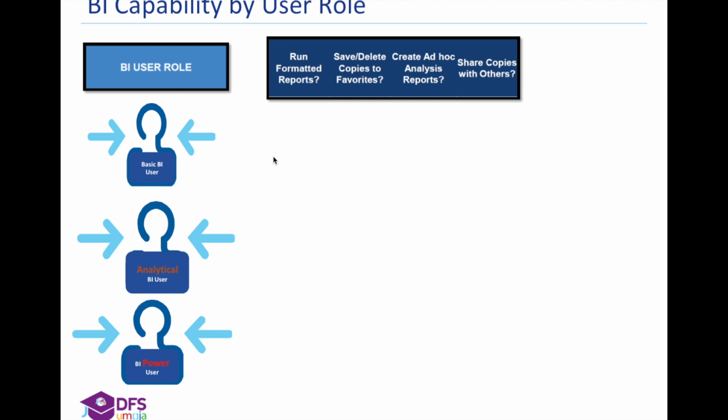So first, the basic BI user. Can a basic BI user run formatted reports? That means, for example, viewing a web intelligence report. Well, yes. As you see, it says formatted reports, which is also a synonym for web intelligence report. So yes, a basic user can run formatted reports. Now, can a basic user save, delete, copy to favorites? This is favorites in the BI environment. And yes, a basic user can also do that.